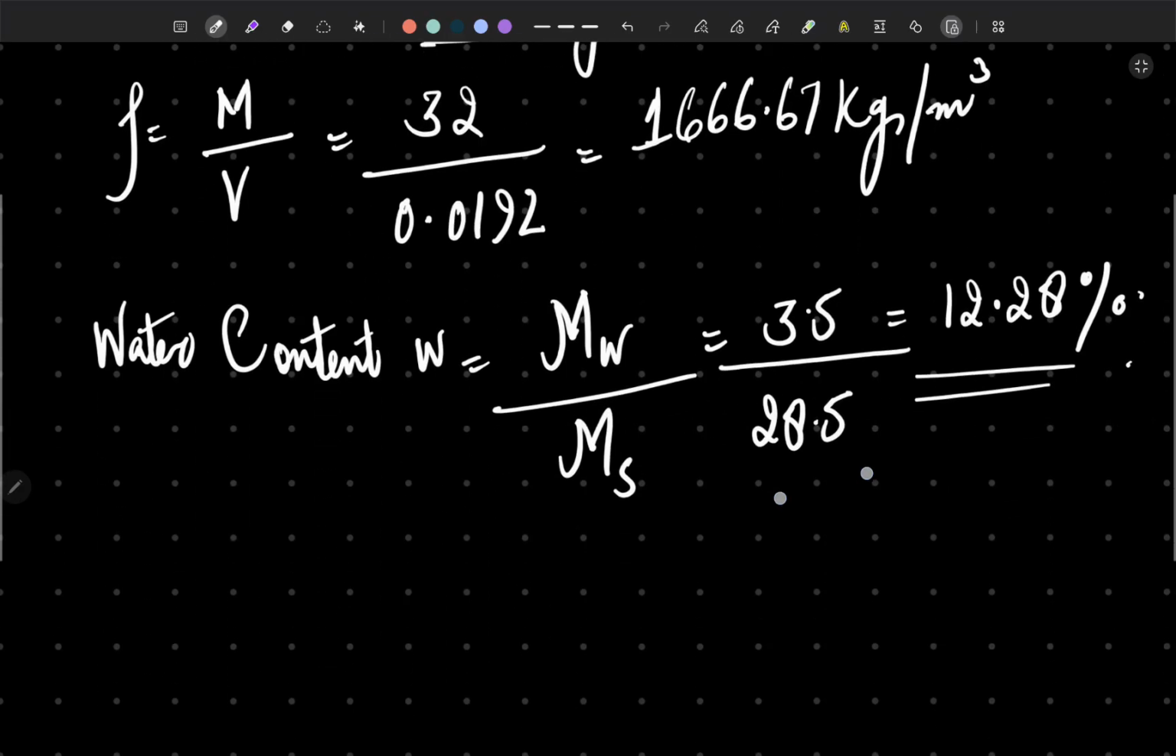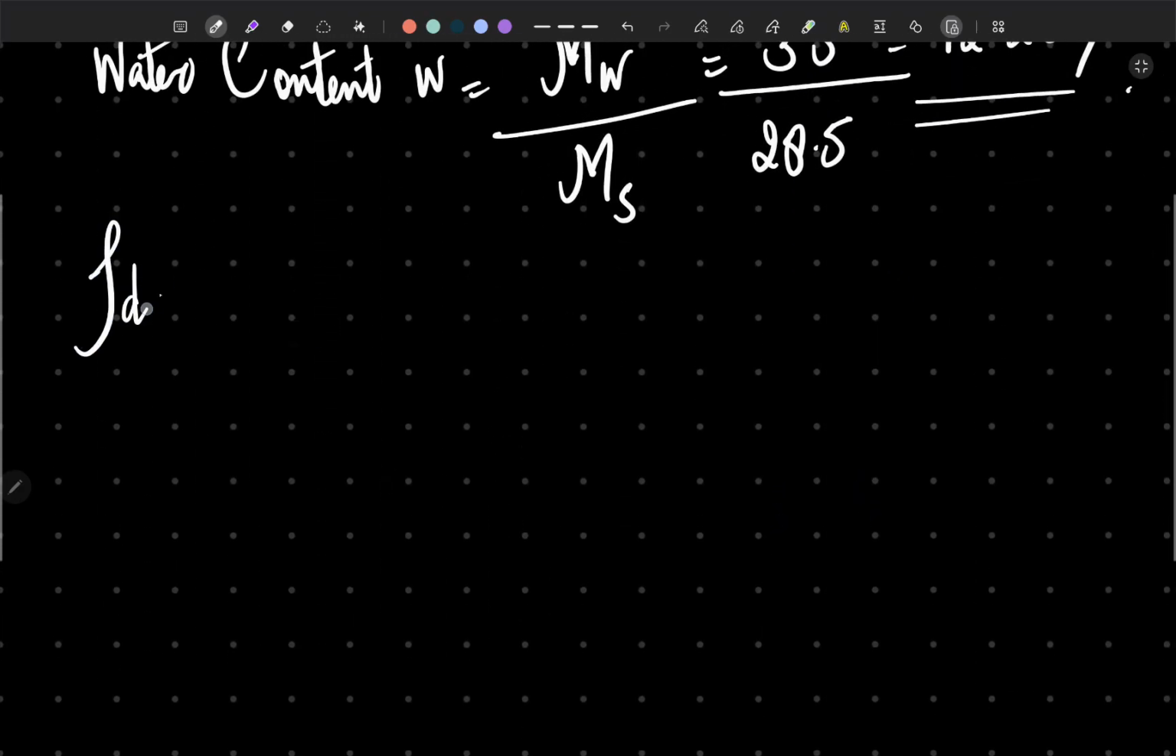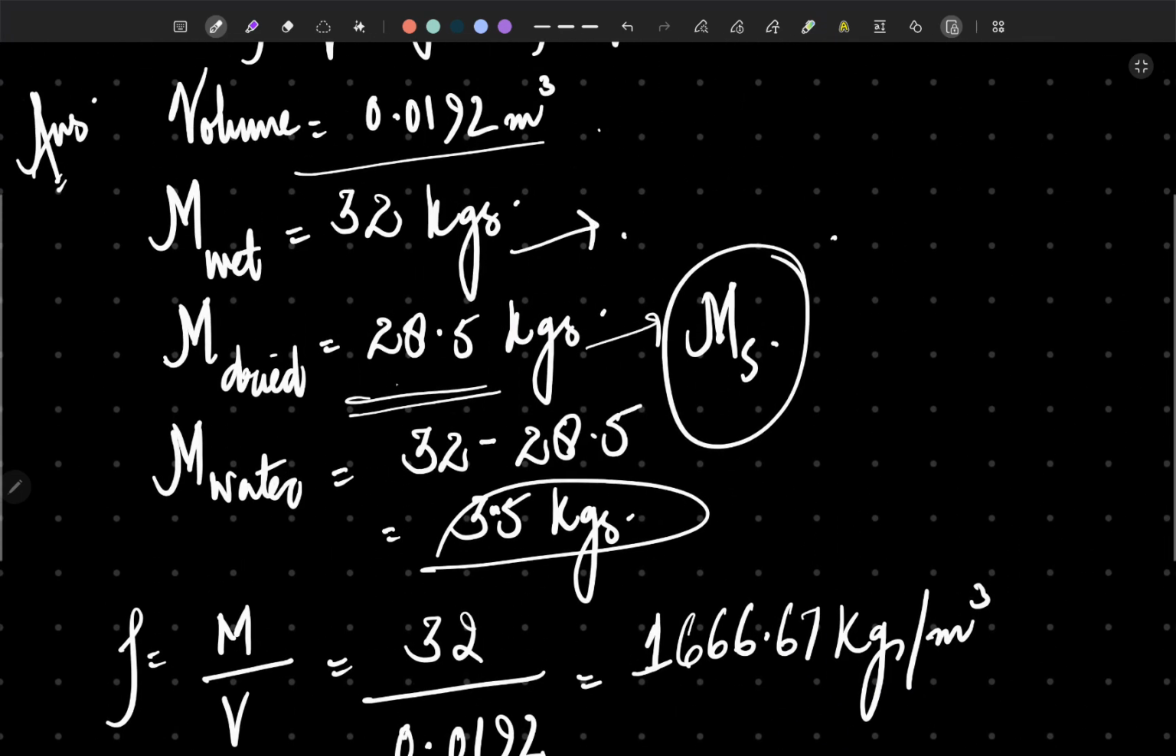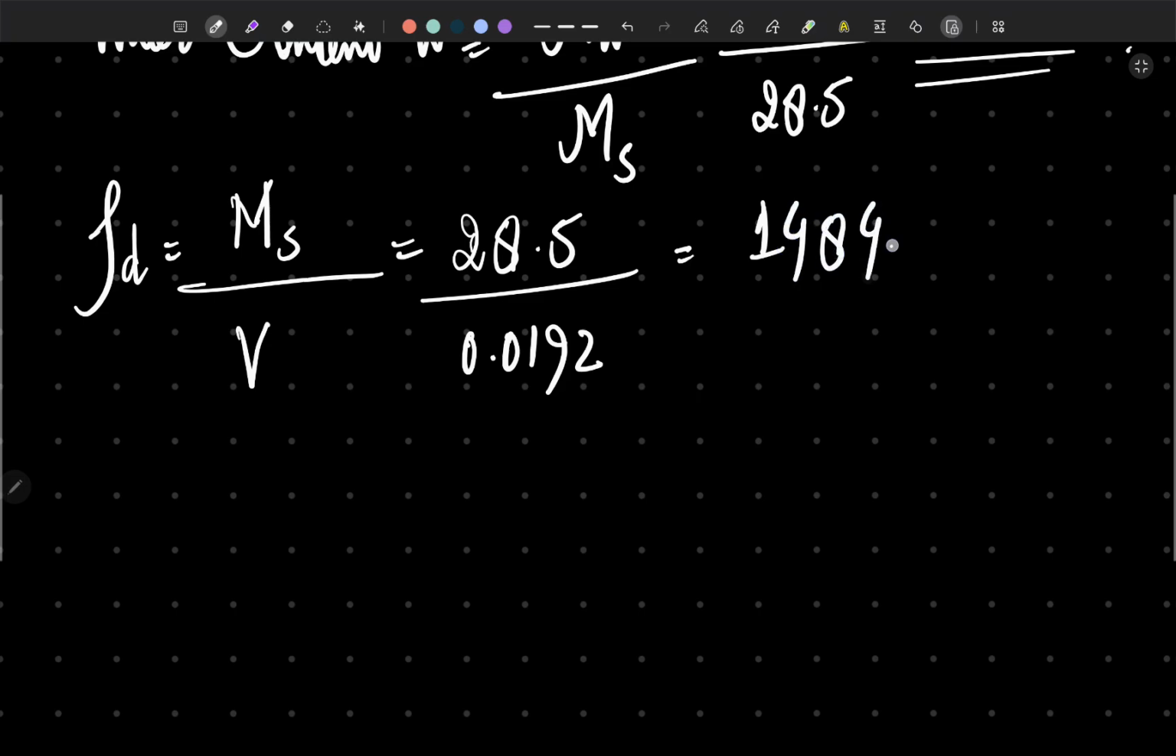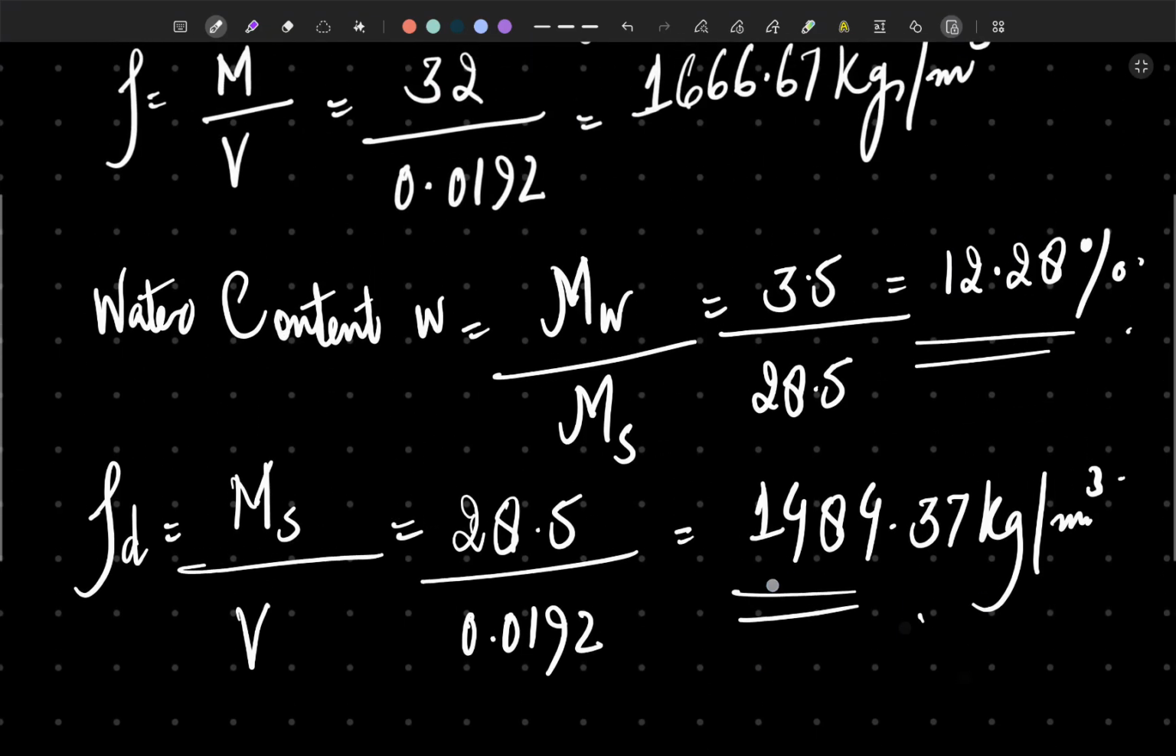Dry density is also equal to mass upon volume, but which mass? The mass in the dried condition, or we can say the mass of the soil solids, divided by volume. Mass of soil solids, as you can see, is equal to 28.5 kilograms. So I'll be substituting the same value over here, 28.5 divided by the volume, which is 0.0192 cubic meters. By calculations, this is equal to 1484.37 kgs per cubic meter. All right, so we have calculated dry density as well. Next one.